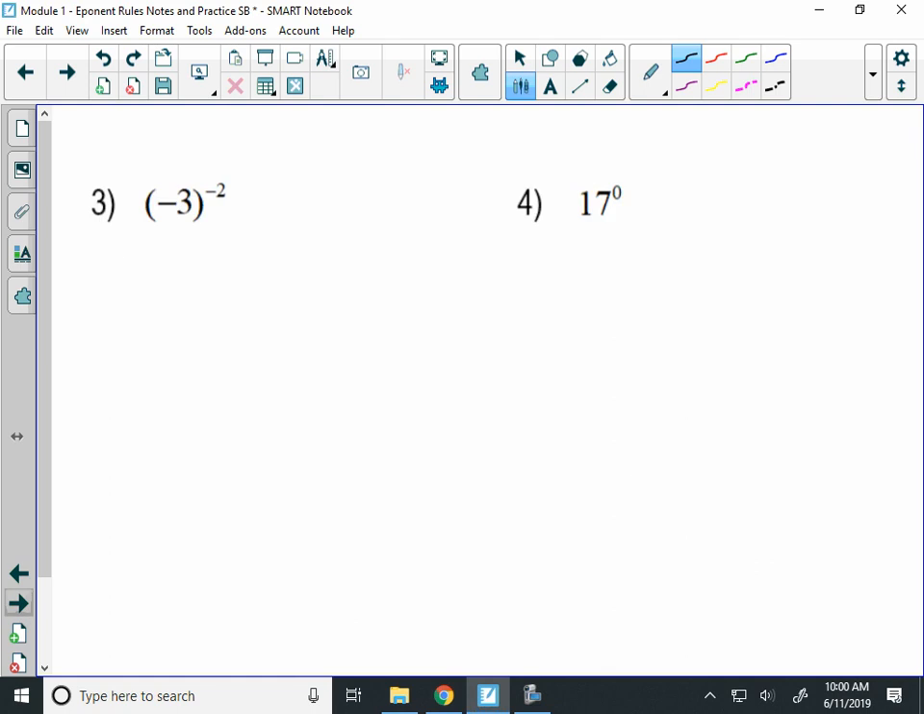Second one here. -3 to the -2. Now, first, let's fix the exponent and make it positive. It's all over 1 here, so I'm going to move that down to the denominator. -3 to the +2 power with a 1 over top. Now, -3, the whole quantity squared, is just 9, which is simplified to 1 over 9.